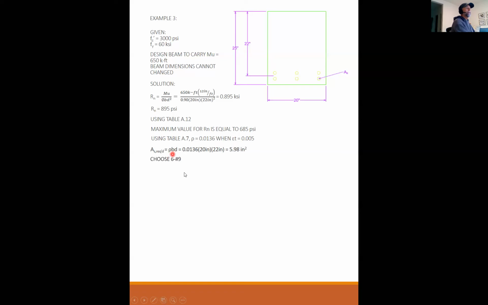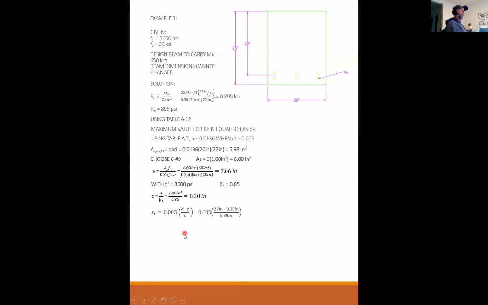So if I choose 6 number 9s, then I have an area of 6 times 1, or 6 inches squared. So I find little a: 6 times 60 over 0.85, 3 KSI times 20 is 7.06 inches. With f prime c equal to 3,000 PSI, beta 1 is equal to 0.85. c then is equal to a over beta 1. 7.06 inches over 0.85 is 8.3 inches. Epsilon sub t then becomes 22 minus 8.3 over 8.3, which is 0.0495.